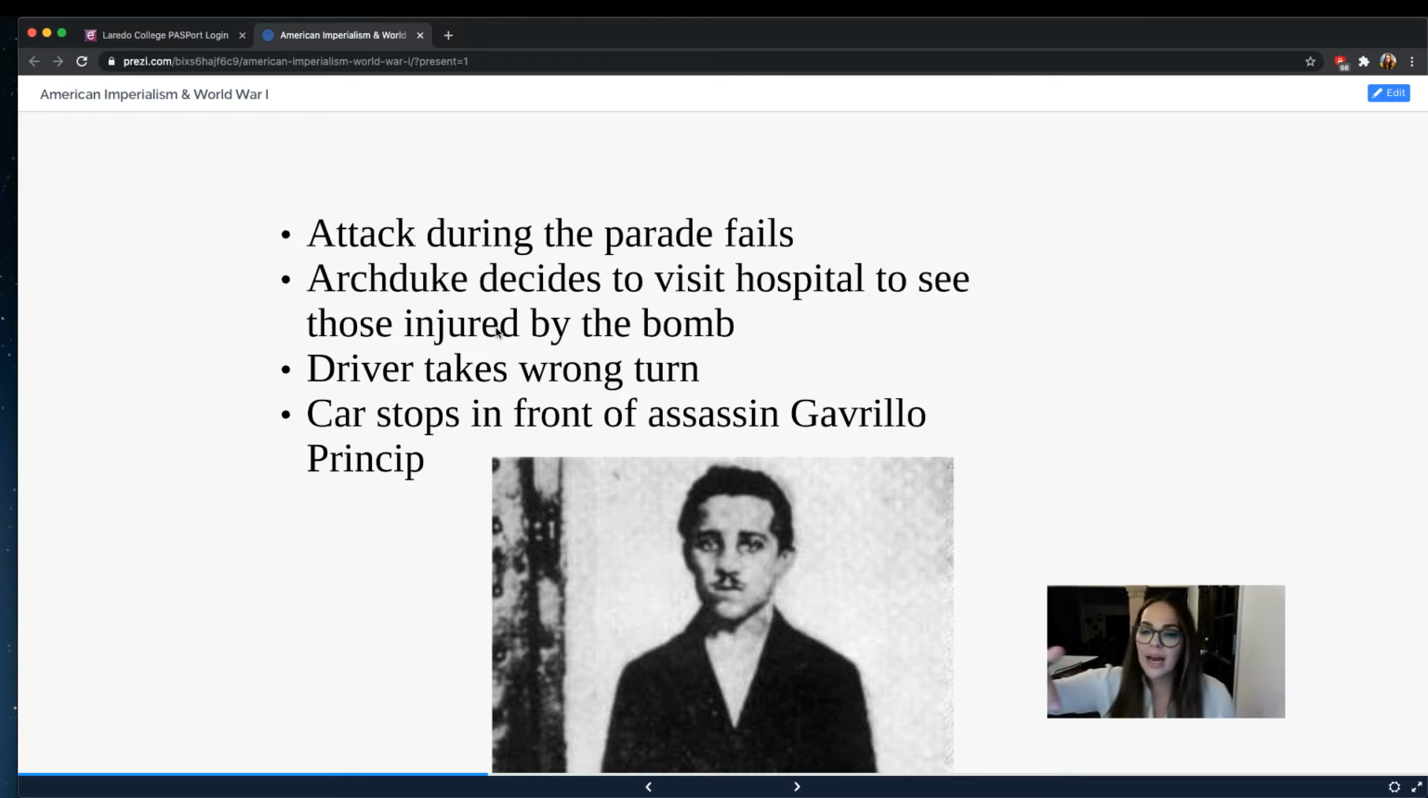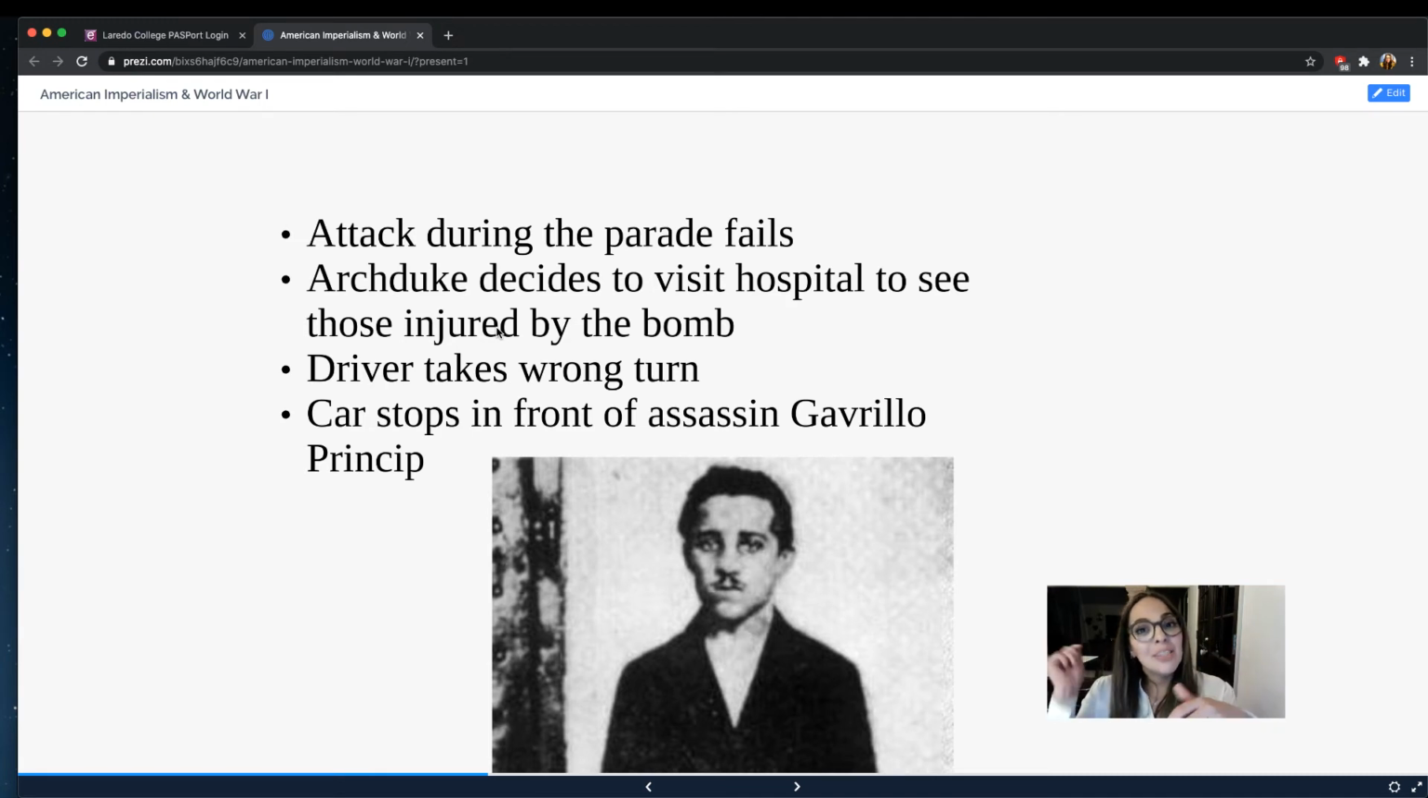And then the next guy, right, they're on the parade route, they're coming. Okay, it's his turn. He sees that they're coming. He's got this grenade. He hits it to activate it, and then he throws it. And the guy forgot that it had a 10-second delay. I kid you not. So when he throws it, the driver sees it, and he's able to step on the gas and get ahead of it. It goes off, but nothing happens to the Archduke or the driver or his wife.